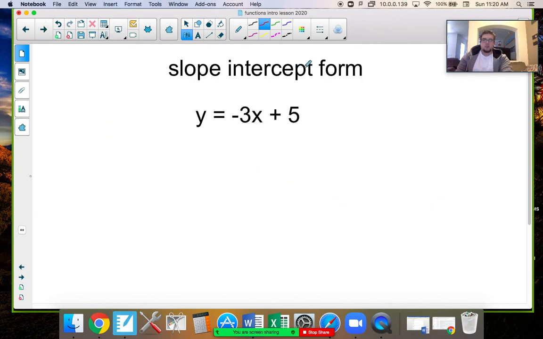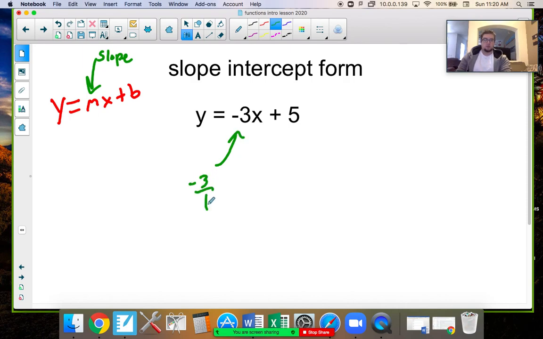Last but not least, if you have a slope-intercept form equation, slope-intercept form is y equals mx plus b. So the slope is always with x. So in this case, the slope of this equation is negative 3 over 1. If the equation was out of order, that does not matter. The 6 doesn't become the slope just because it's first. The 2/3 is still the slope right here.